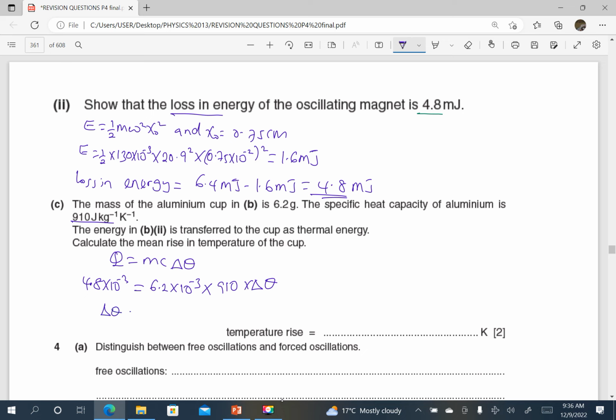What is Δθ? From my calculator, Δθ is 8.5 × 10^-4. You can also verify with your calculator.